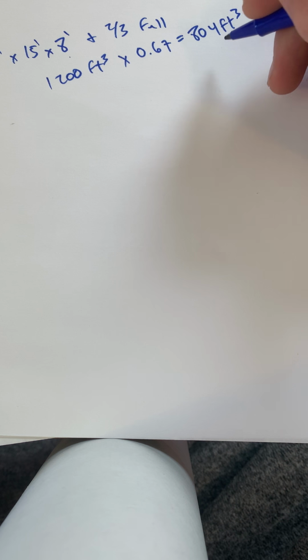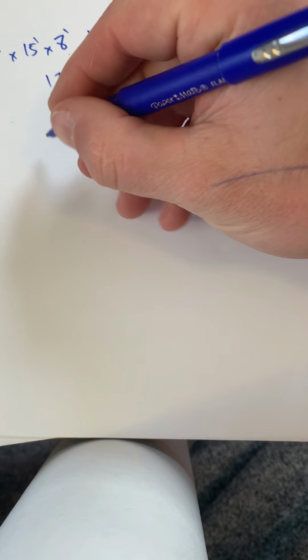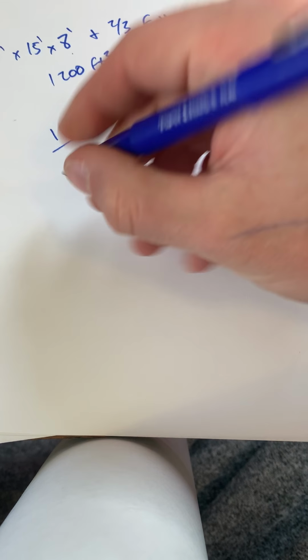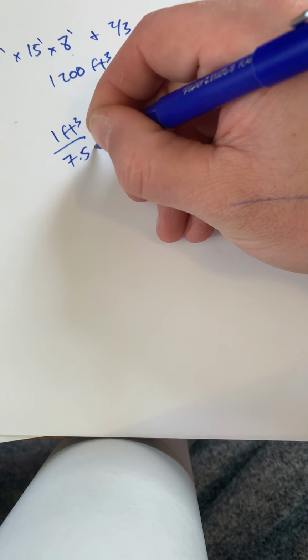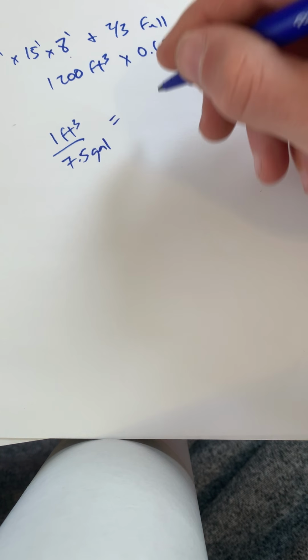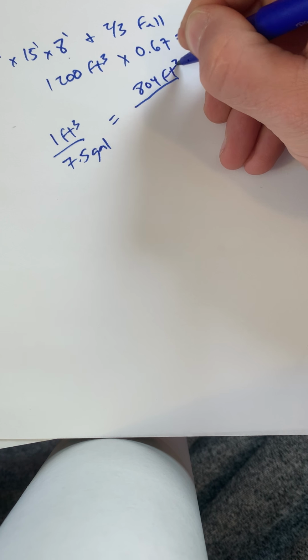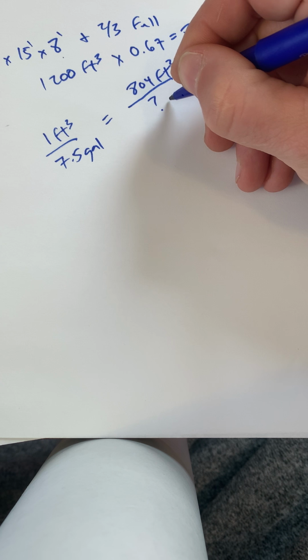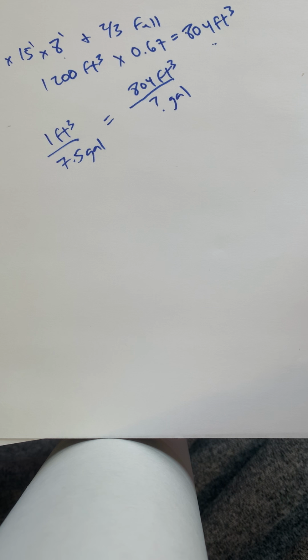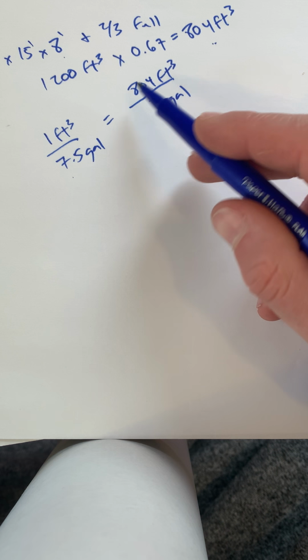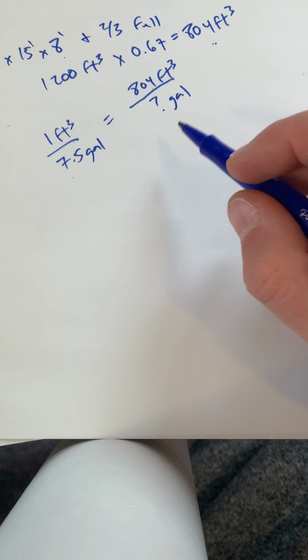So we know that 1 gallon of bleach treats 50,000 gallons of water. We have to get this into gallons. So if we know that 1 cubic foot of water equals 7.5 gallons, then the question is: 804 cubic feet equals how many gallons? So if 1 is 7.5, then we've got 804 of those. So it's 804 times 7.5.